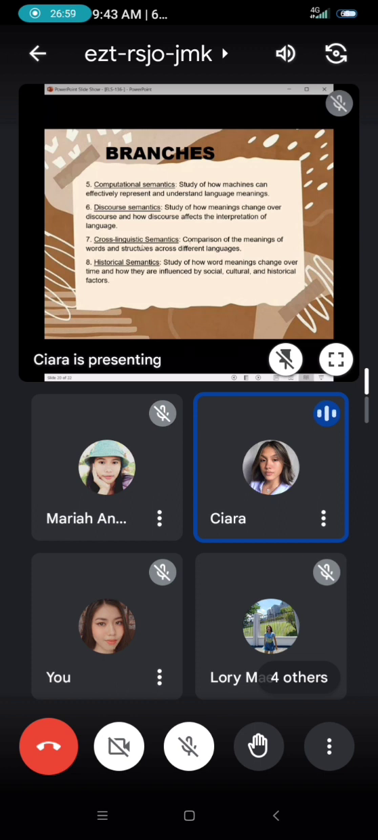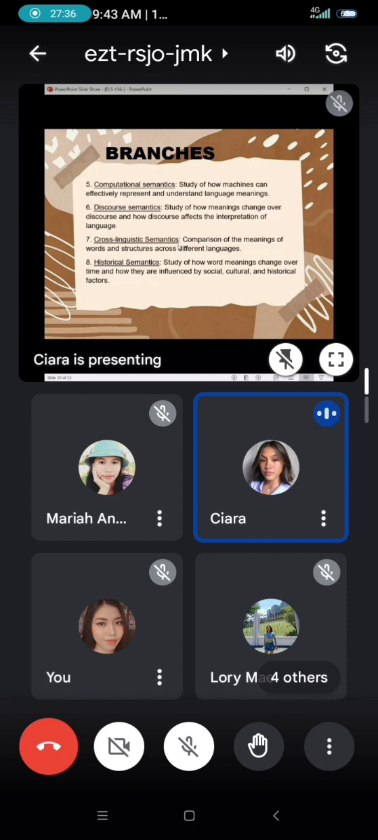Next, we have discourse semantics. Discourse semantics is the study of how meanings change over discourse and how this affects the interpretation of language. Discourse semantics explores how meaning is constructed at the level of discourse, which encompasses multiple sentences and the coherence of a text. It investigates how meanings contribute to the overall meaning of a discourse.